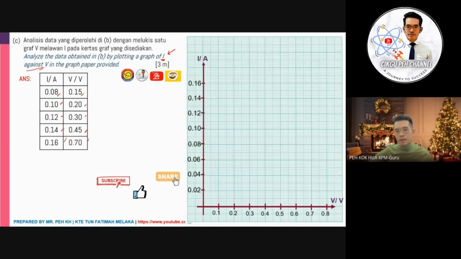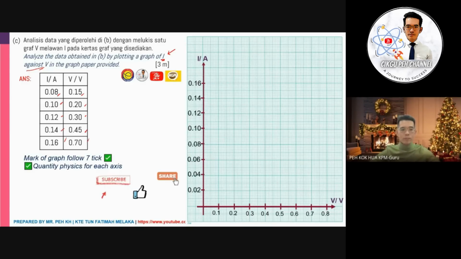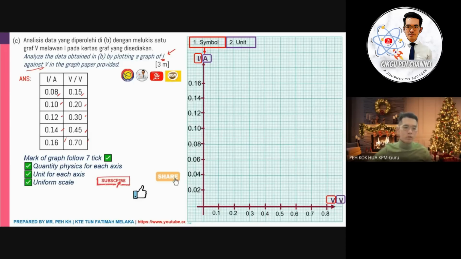For plotting a graph, as I mentioned in episode 1, there will be 7 ticks you need to fulfill. The first tick is you need to give the physics quantity, which is I for the y-axis in this graph, and V will be the x-axis here. The second is the unit of the parameter, which is ampere for current and volt for potential difference. The third tick will be the uniform scale.